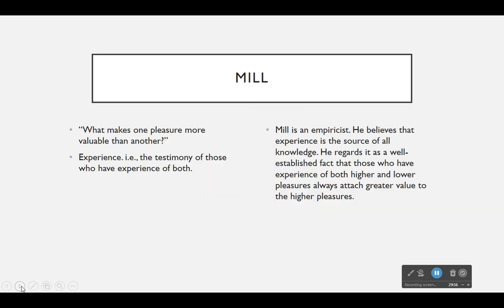So what makes one pleasure more valuable than another? Well, Mill's an empiricist. This is a broad kind of position in the branch of philosophy that deals with the issue of knowledge. Where does knowledge come from? There are different philosophical answers to that question.